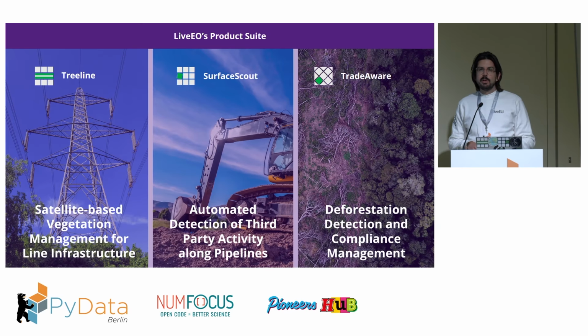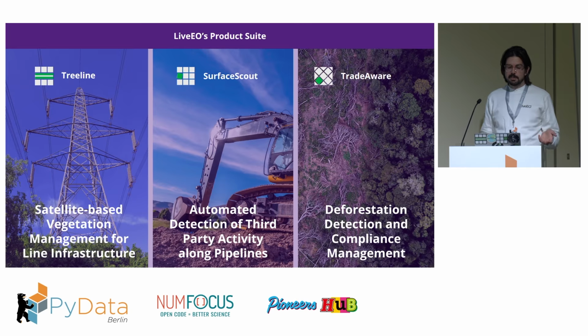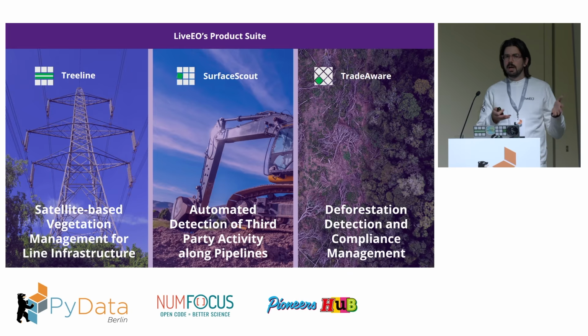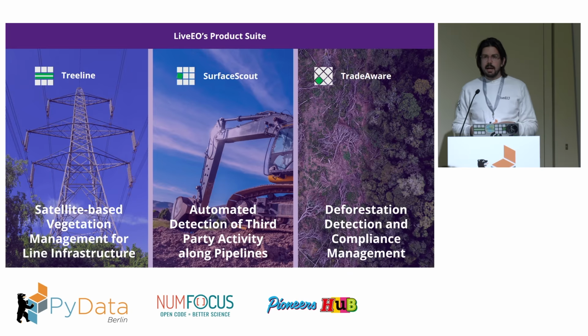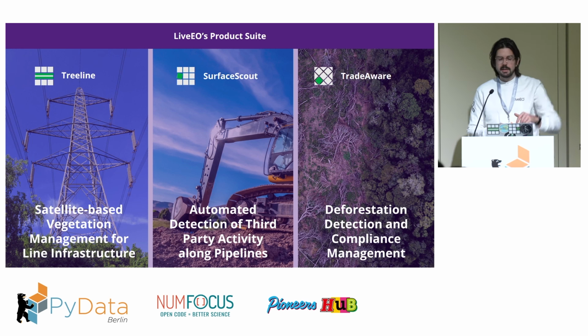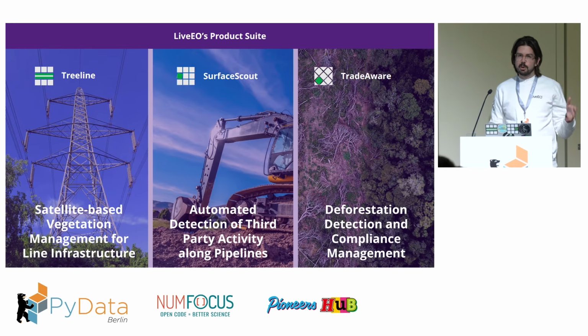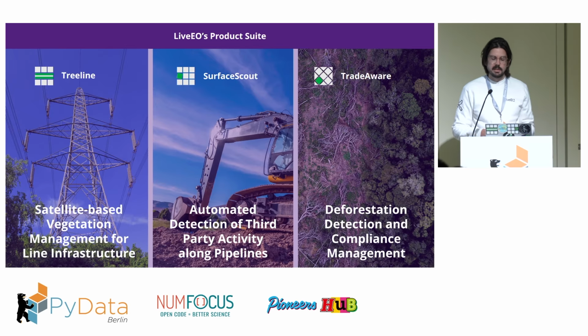So LiveEO has three main products at the moment. Treeline, which is satellite-based vegetation management for line infrastructure. This is power lines, railway lines, and that kind of thing. We have Surface Scout, which is automated detection of third-party interference along pipelines. These are usually gas or oil pipelines. And then we have a product called TradeAware, which is deforestation detection and compliance management, mostly in the context of the EUDR, which is the European Union Deforestation Regulation, which is coming into effect at the end of this year.